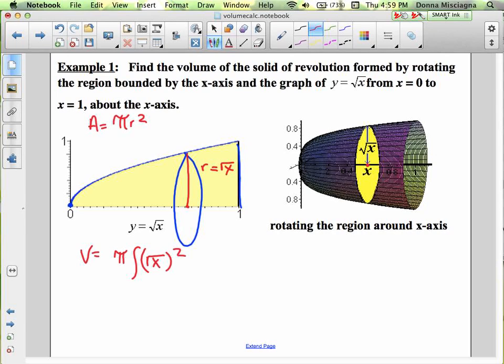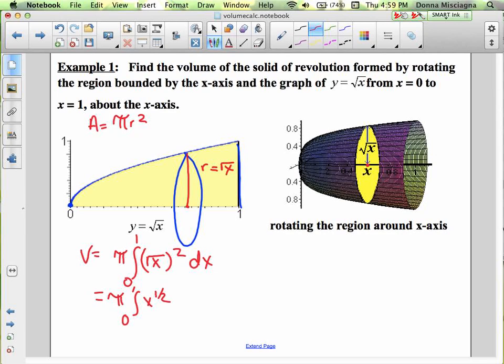We have to square it, right? Our radius squared. And this is a dx, because our line of revolution here is a horizontal line. And now we're evaluating that from 0 to 1. At this point, all you've got to do is integrate it and evaluate it. I want to rewrite that as x to the 1/2.